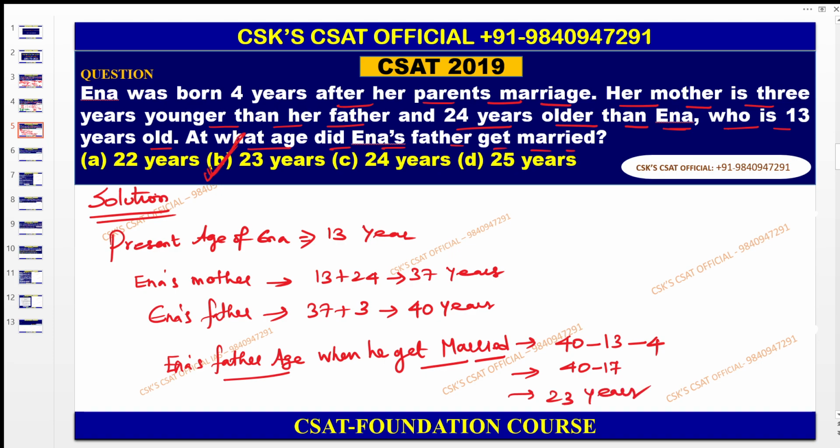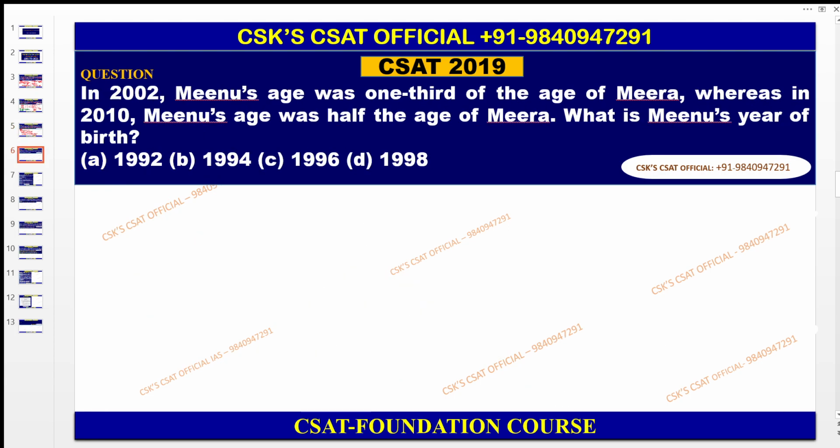Read once or twice. Suppose in a pressure situation you are not getting anything, read it multiple times, then automatically you will get it. Okay, fine. Shall we move to the next? Okay. So 2 questions are there, right?